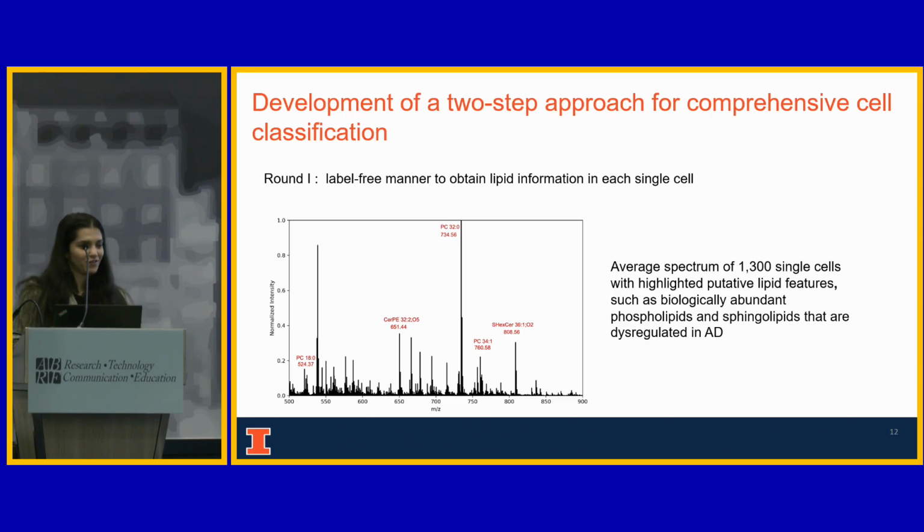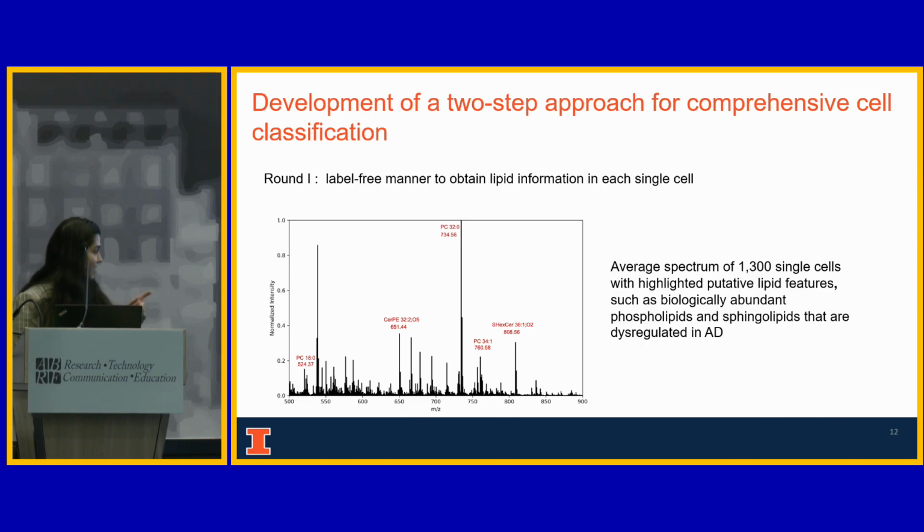Okay, so now that we have both biomarker cell classification ability and the fact that we can look at lipids, what I have developed is a 2-step approach where you can first just do a lipid profile or lipid targeting of the single cells. Here I'm showing an average spectrum of 1,300 single cells, and you can see that we can identify a variety of lipid features. These are just a few of them that are highlighted, which are some of the phospholipids that are abundant in biological systems and are also dysregulated in Alzheimer's disease.